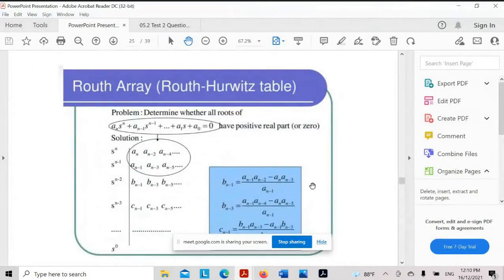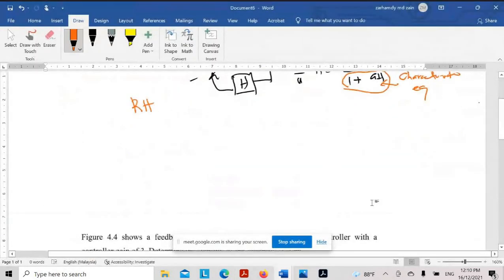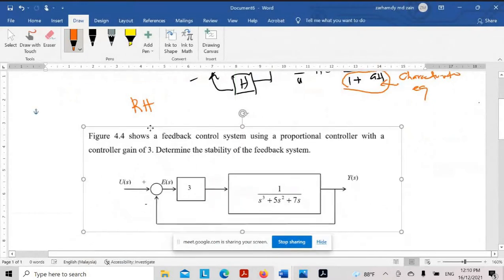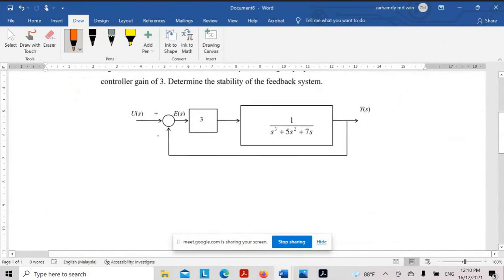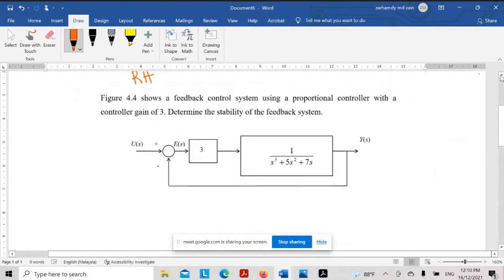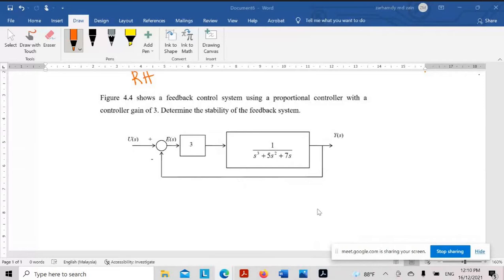So we try to come up with a simple example first. Let us look at an example first. Okay, for example, this is our system. Let us make it a bit smaller. Determine the stability of the feedback system. From this system, we need to analyze, using the Routh-Hurwitz table, to measure our condition of stability.